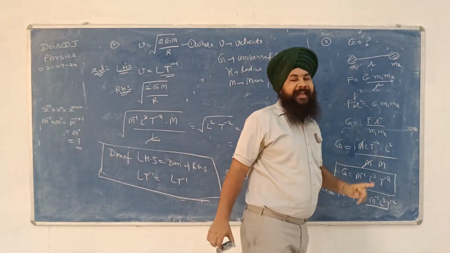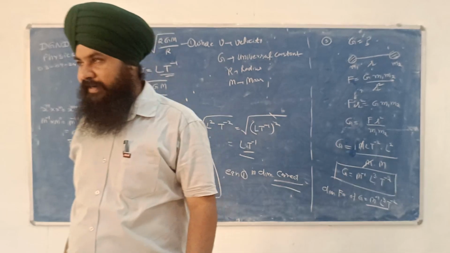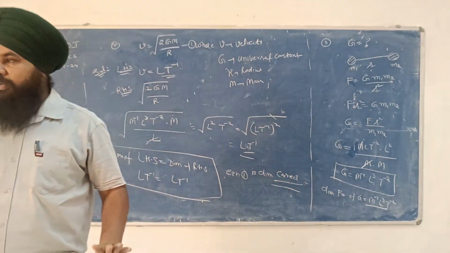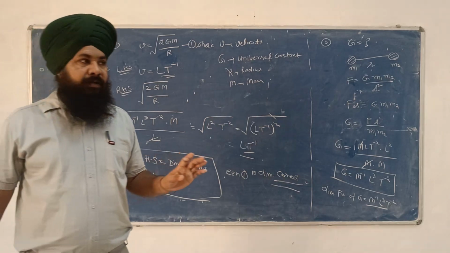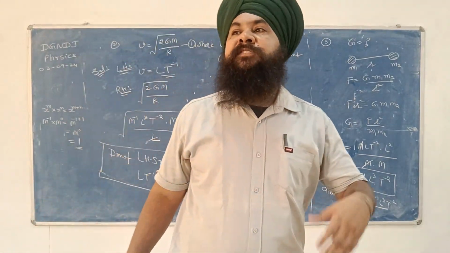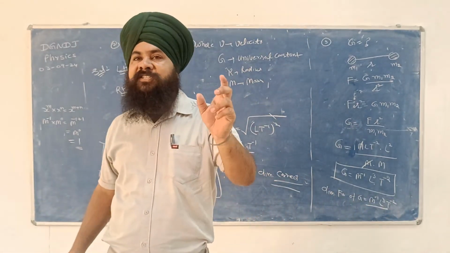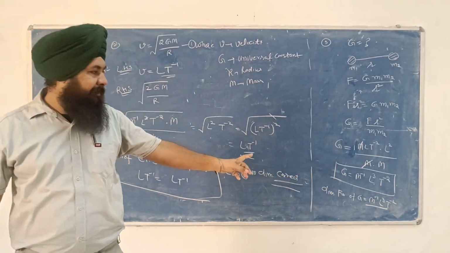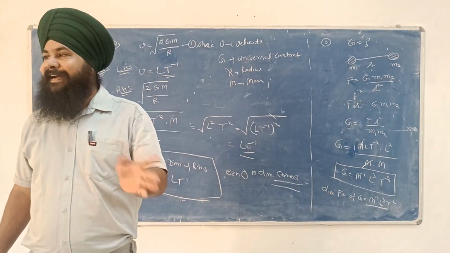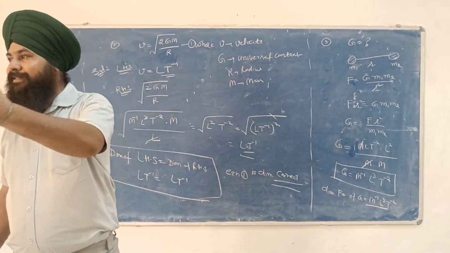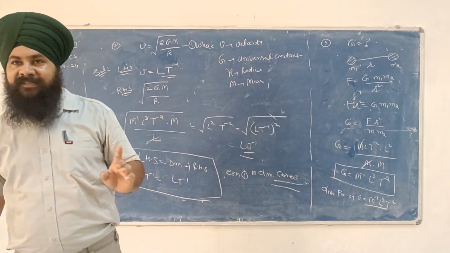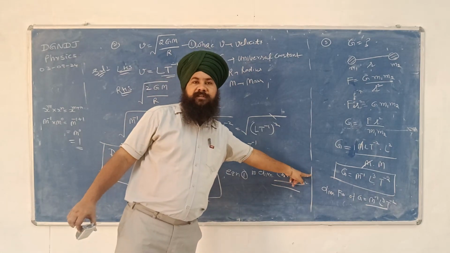The first numerical is: calculate G. What is G? Universal constant G. This can also come as fill in the blanks, or as an MCQ, a multiple choice question. The options would be: the dimensional formula is M^-1 L^3 T^-2, second option M^2 L^3 T^-1, and C and D something else. And the right answer is option A.